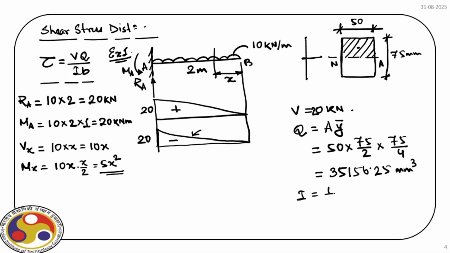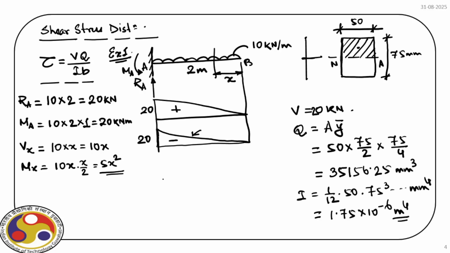Okay. So what is I? I is 1 by 12 B, which is 50, times D cube, that is 75 cube. Now this is in millimeter to the power 4. So if you convert that into meter to the power 4, you get 1.75 into 10 to the power minus 6 meter to the power 4.